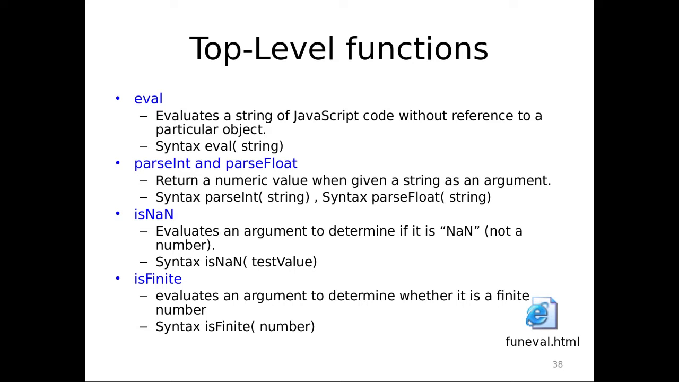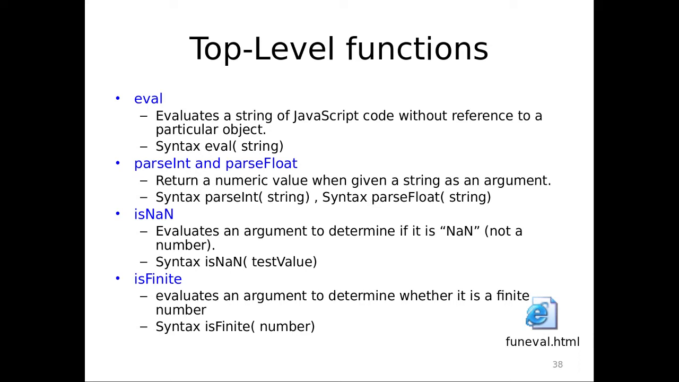ParseInt and parseFloat will return the numeric value inside a string. For example, Sriram 10 has Sriram as a string and 10 as a numeric. That 10 alone will be retrieved and given to you. isNaN means is not a number. Whether it is a number or not can be determined, and it will tell you. It will be true when it is not a number, and false when it is a number.